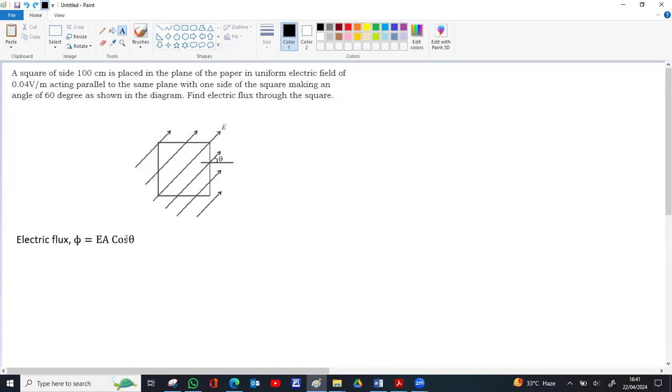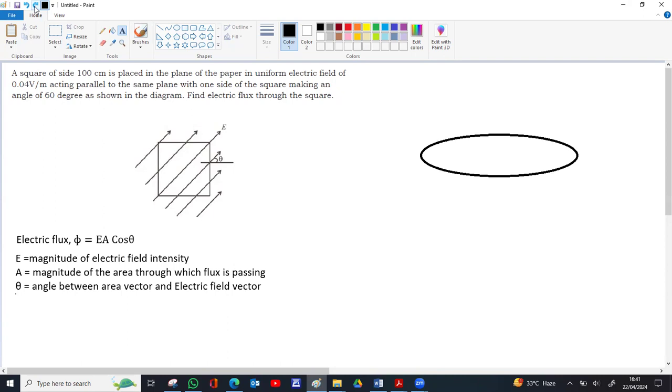Then theta. Theta is the angle between the directions of the E vector and the A vector. Important: it is the angle between the directions of the area vector and the electric field vector, not with the side. Here the angle is given between the side and the electric field vector. But theta in the electric flux calculation is always the angle between the directions of the area vector and the E vector.